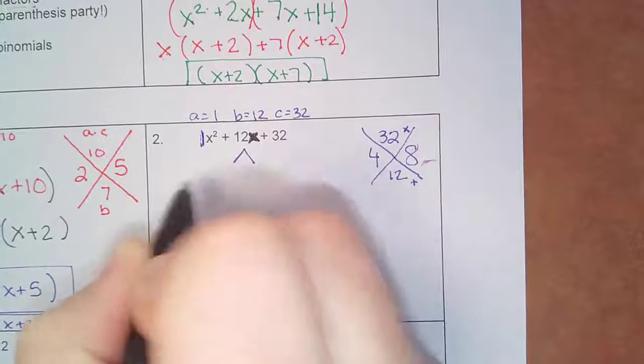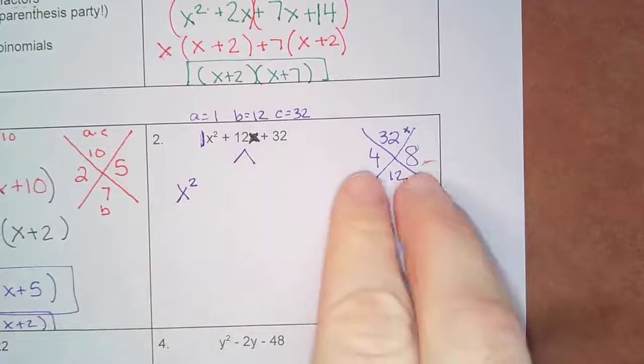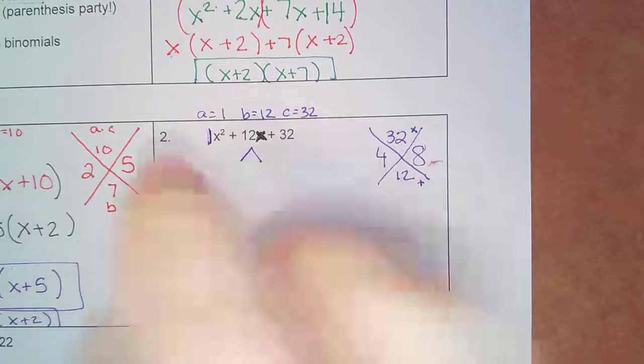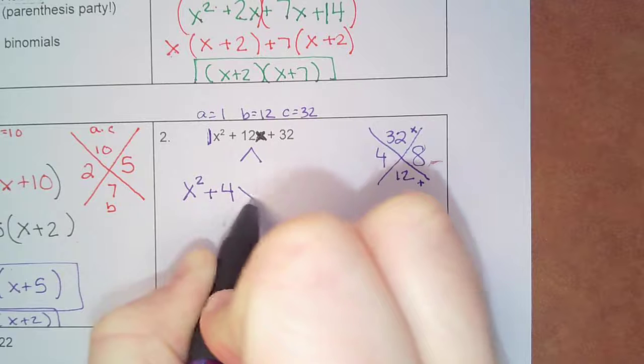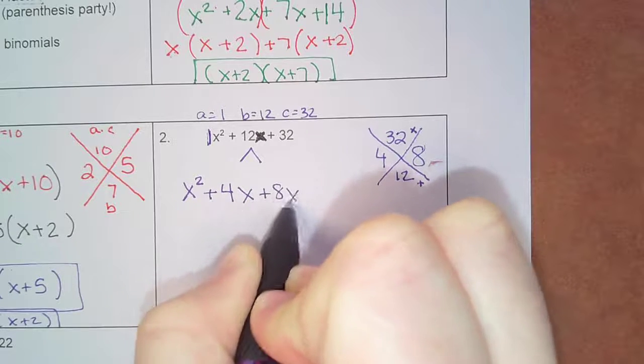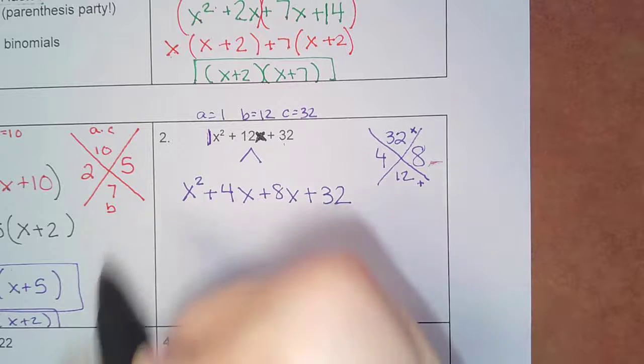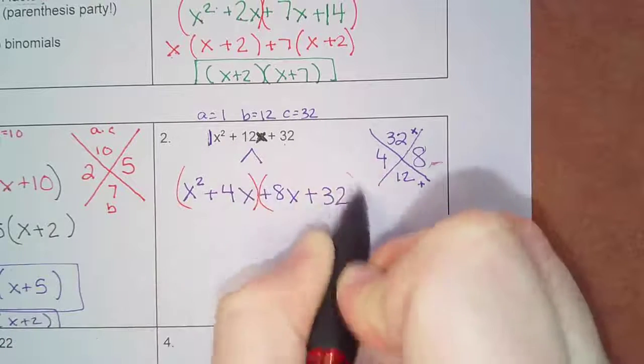Split my middle term, so x squared. And here, it doesn't matter if I do the 4 first or the 8 first, you'll still get the same thing. So plus 4x, plus 8x, and then drop down the 32. Parenthesis party, first two together, last two together, plus in between them.